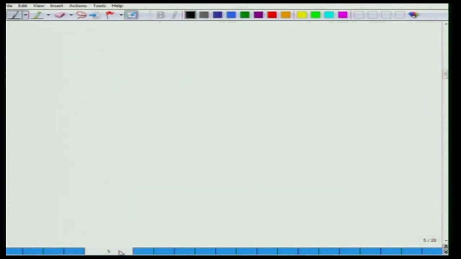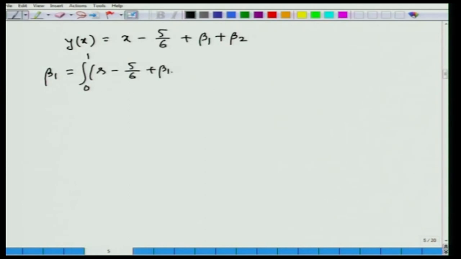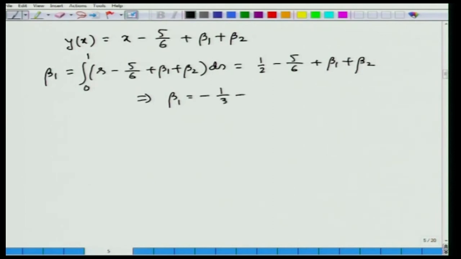So, with these definitions, we can write the given equation as y(x) is equal to x minus 5 by 6 plus beta 1 plus beta 2. Using this tentative expression for y(x) in the formula for beta 1, we find beta 1 equal to integral 0 to 1 of s minus 5 by 6 plus beta 1 plus beta 2 ds, which is equal to half minus 5 by 6 plus beta 1 plus beta 2. This implies beta 1 equals minus 1 third plus beta 1 plus beta 2, and from here we find beta 2 equal to 1 third.